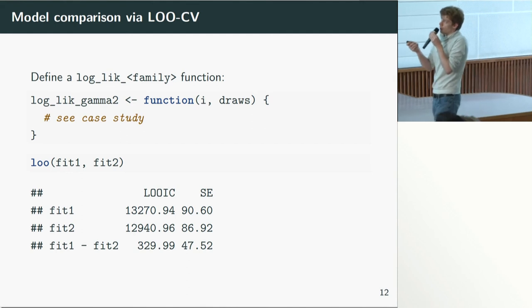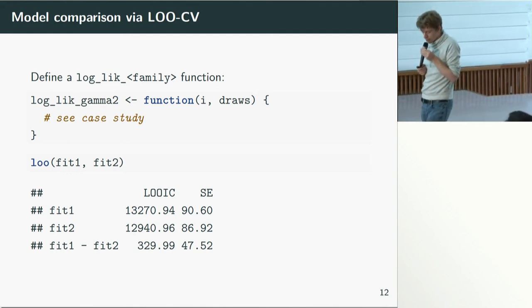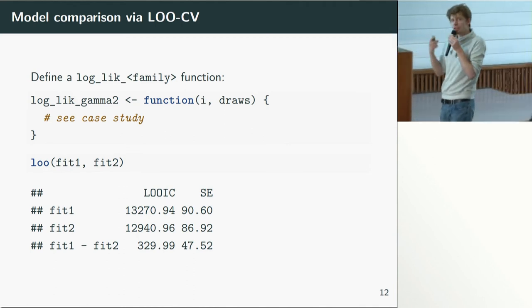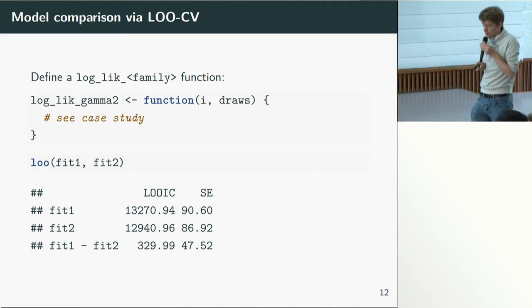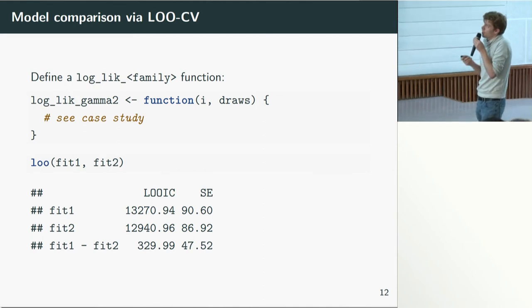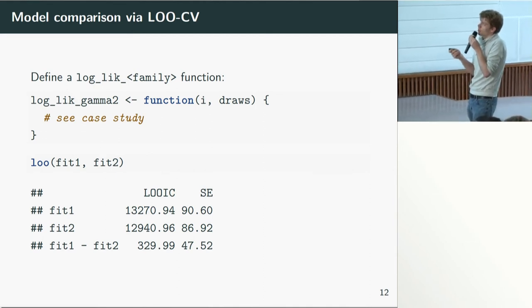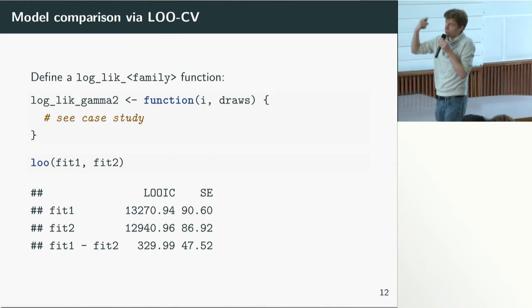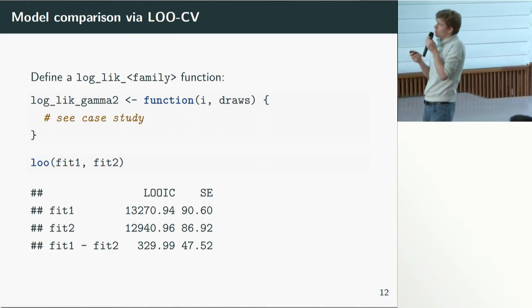With, I think, three or four lines of code, so not too much. And you can look up how that looks in the case study and also in the source code of brms. We just need this function, and suddenly our new custom model also works with this approximate leave-one-out cross-validation.